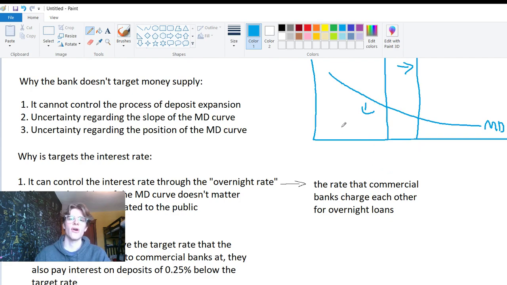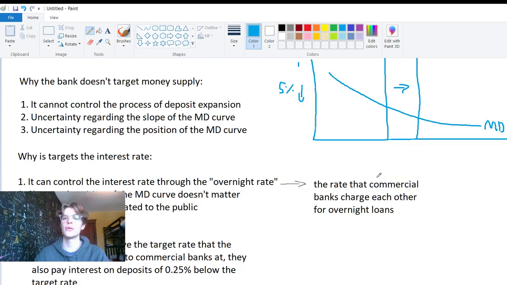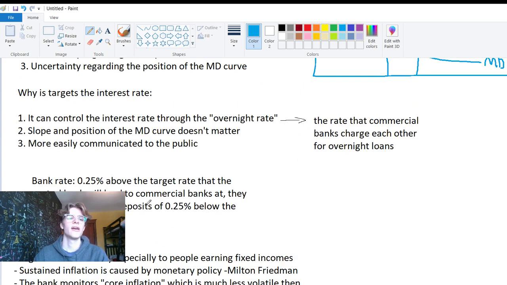Now, obviously, this is I and this is Q money. If you want to decrease the interest rate by 5%, say, how do you do that? Then you're going to have to increase MS. The trick is you're decreasing the interest rate first, and then you're increasing MS. You're not doing the MS first. And so the slope of the money demand curve doesn't really matter.